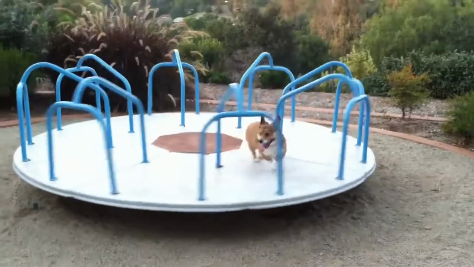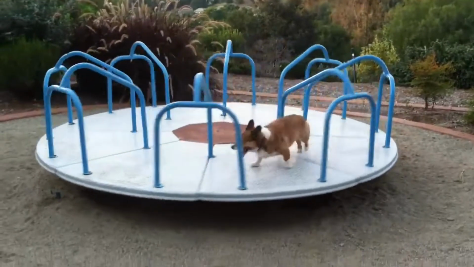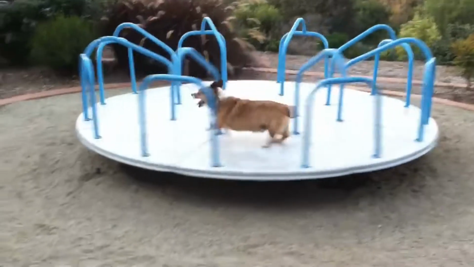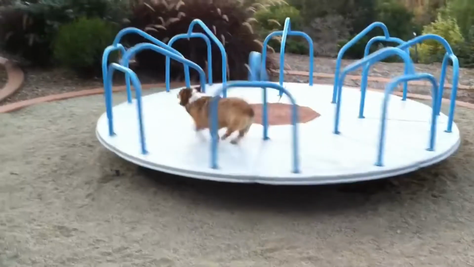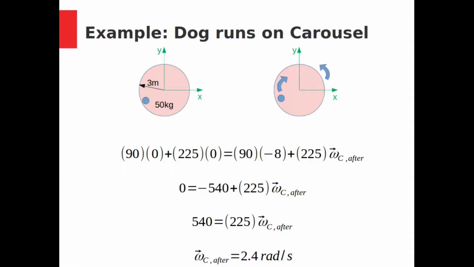Suppose the dog is back on the rim of the carousel and both are initially at rest. Then the dog starts running around the rim at -8 radians per second, that is, clockwise. How does the carousel respond? Again, we can plug in all the known information into conservation of angular momentum. The initial angular velocities of both the dog and the carousel are 0, and it's easy to solve for the final angular velocity of the carousel. It is 2.4 radians per second, which is counterclockwise.